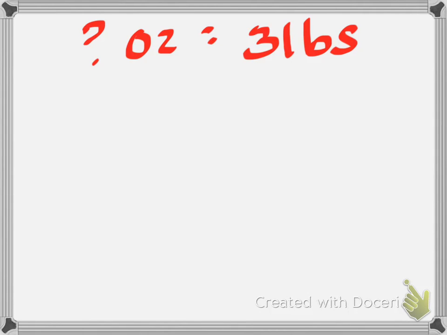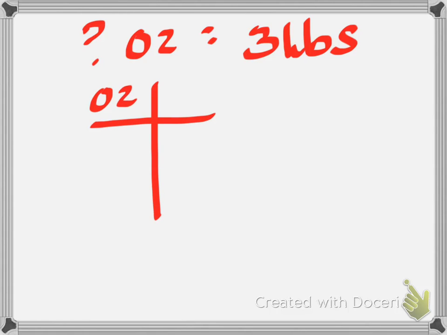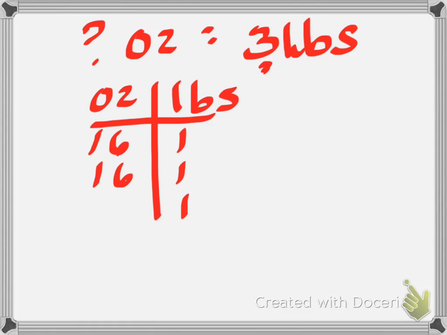We have however many ounces equals 3 pounds. Okay, so you're converting the customary measurement. So remember, do a T-chart. Go ahead and pause me and start figuring out the problem. Okay, so there's our T-chart. We have ounces on the left and pounds on the right. We know that for every 1 pound, it's 16 ounces, and we need 3 pounds. So there's another pound, 16 ounces, and the last pound, 16 ounces.